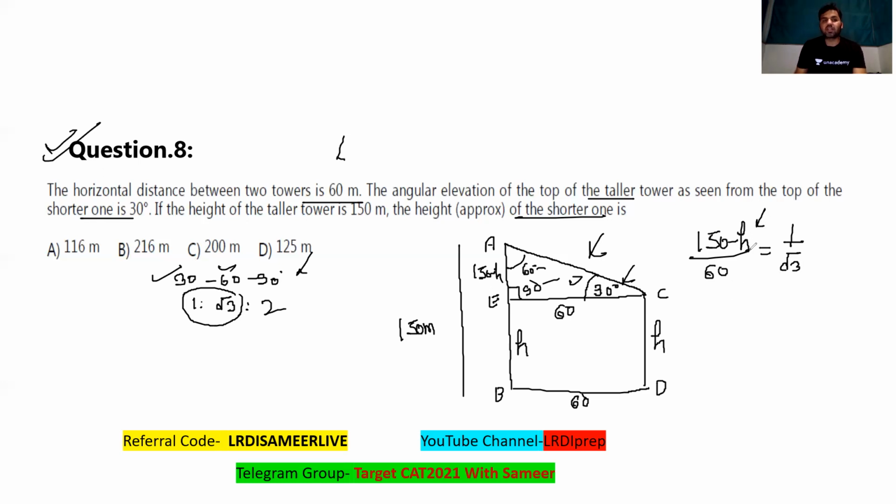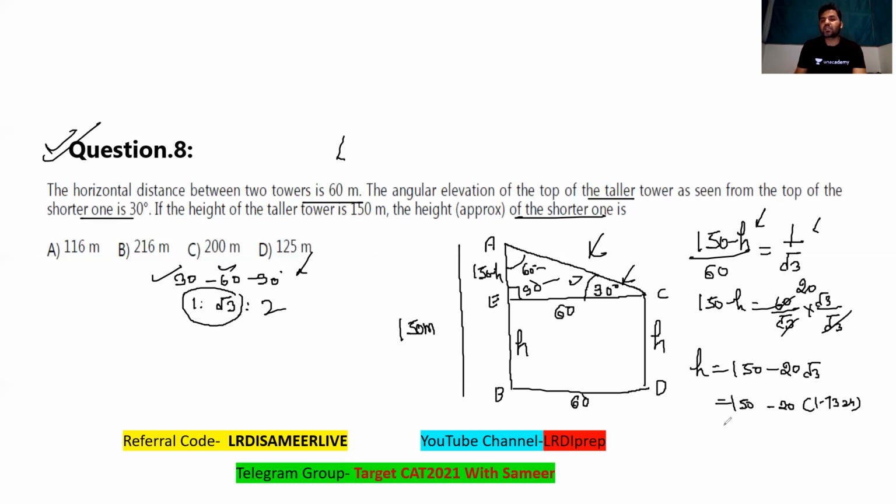So either you can solve this or you can just put the values from the options to see which option gives the height so that the ratio comes out to be 1 upon root 3. Let's try to solve this. So 150 minus h would be 60 upon root 3. This can be rationalized. This will cancel to 20 root 3. So h would be 150 minus 20 root 3. Root 3 is 1.732. So this is 150 minus approximately 34. This is giving you the answer as 116. Option A will be the correct answer to this question.